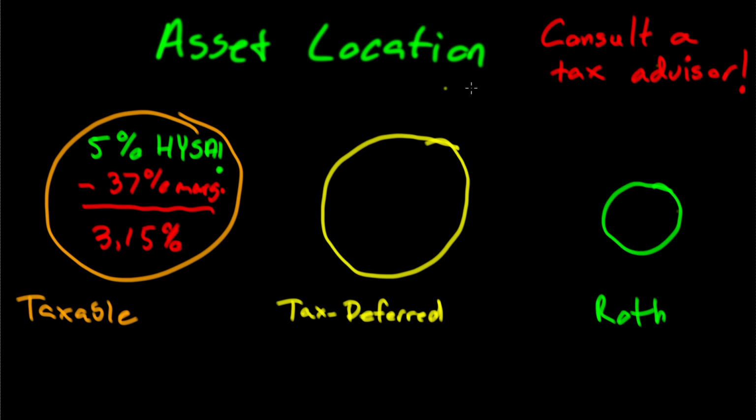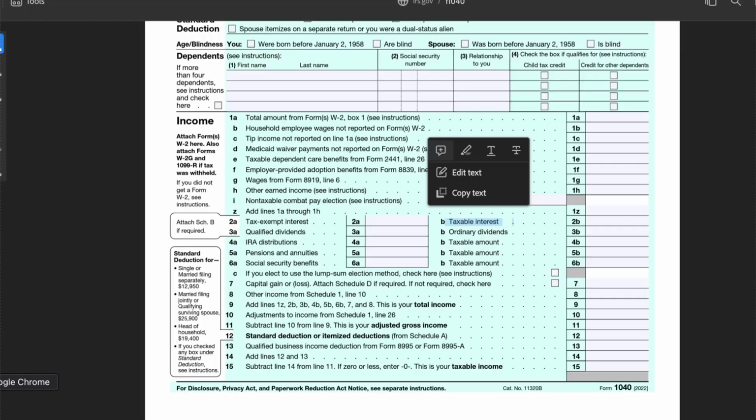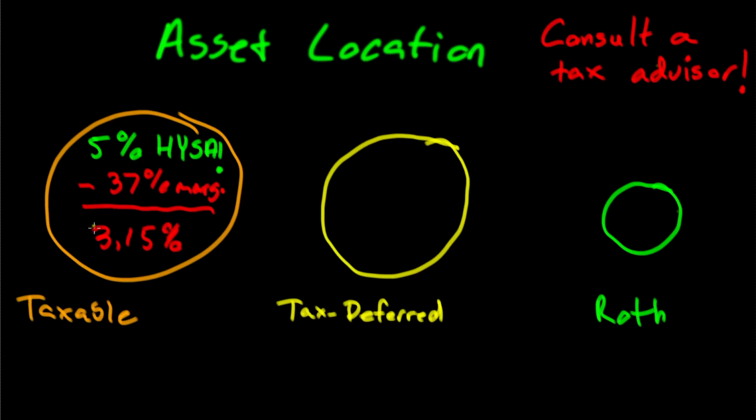So again, consult a tax advisor, look at your own situation, look at your tax return, and just understand that this 5% high yield savings account is adding taxable interest to your overall tax burden. And so at the end of the day, you don't get to keep the 5%. You're going to pay taxes and you're going to have a lower net.